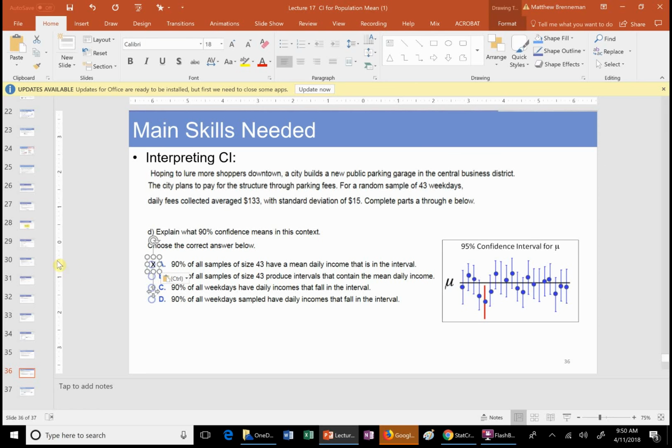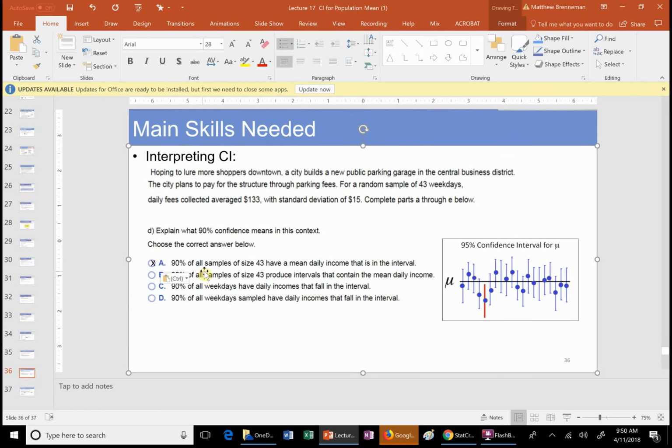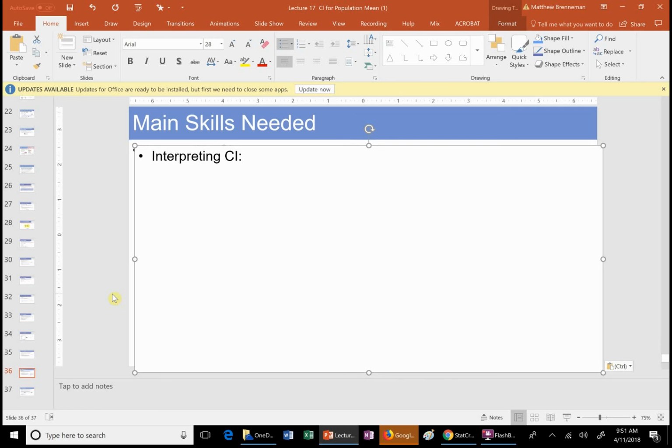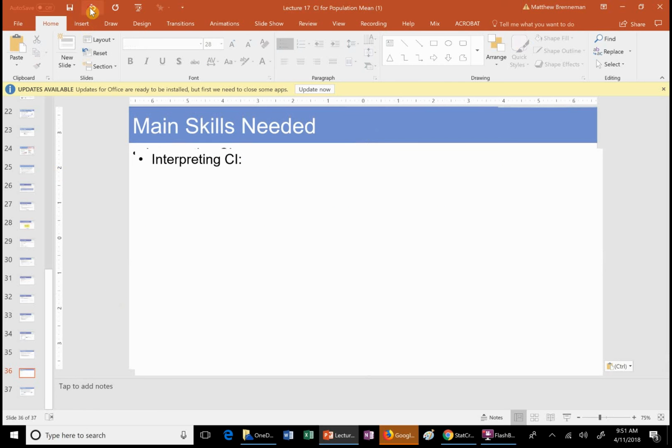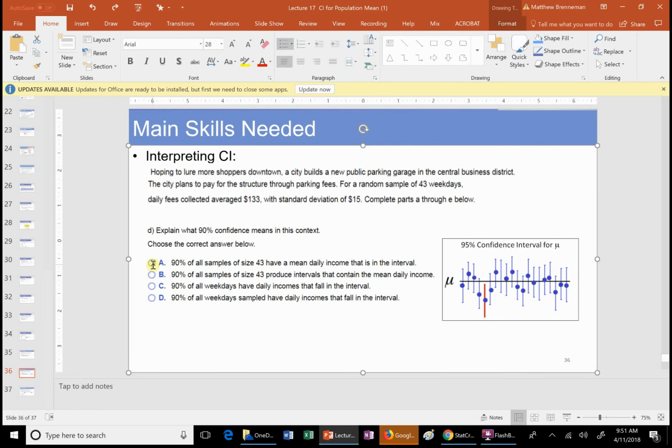Yeah, good. So it says that 90% of all samples of size 43 produce intervals that contain the mean daily income. That looks correct. 90% of all weekdays have daily incomes that fall in that interval. Again, it's talking about the mean and it's talking about the population mean. So C is totally wrong. So C is not correct.